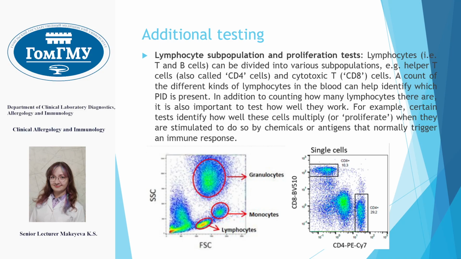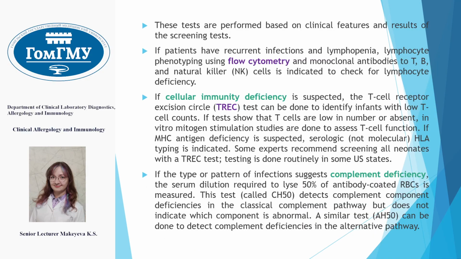In addition to counting how many lymphocytes there are, it's also important to test how well they work. For example, certain tests identify how well these cells multiply or proliferate when they are stimulated to do so by chemicals or antigens that normally trigger an immune response. These tests are performed based on clinical features and results of the screening tests.